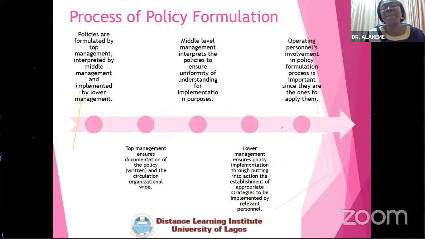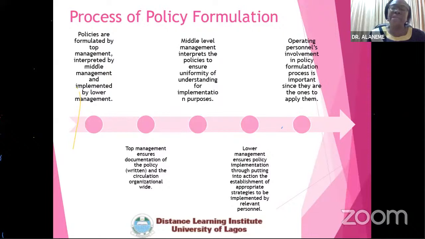The middle level management, what they do is to interpret the policies to ensure uniformity of understanding for implementation purposes. Why is that so? It is so because they want everybody to be on the same page, doing the right thing at the right time. So the middle level management is saddled with that responsibility of interpreting these policies that have been formulated by top management so that everybody will understand it and be able to implement for the purposes of achieving organizational objectives.